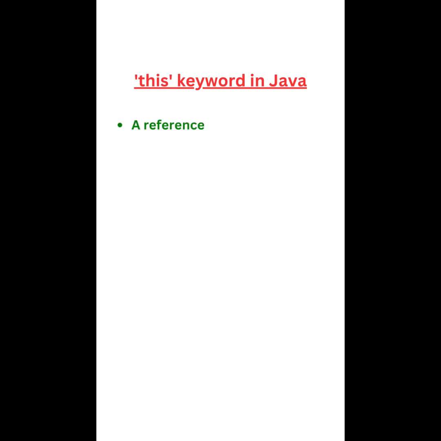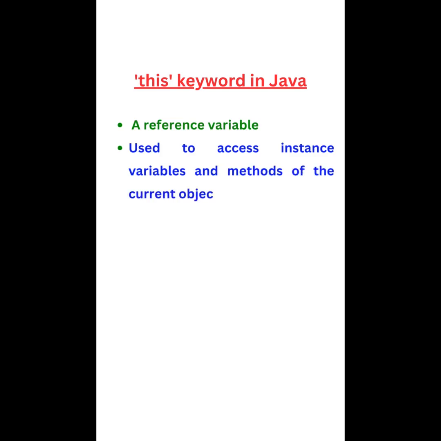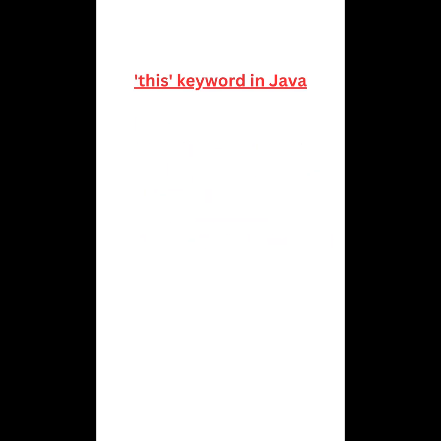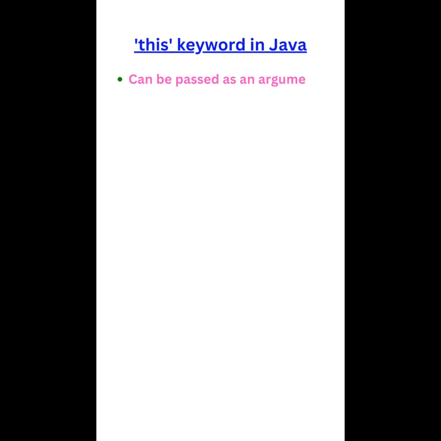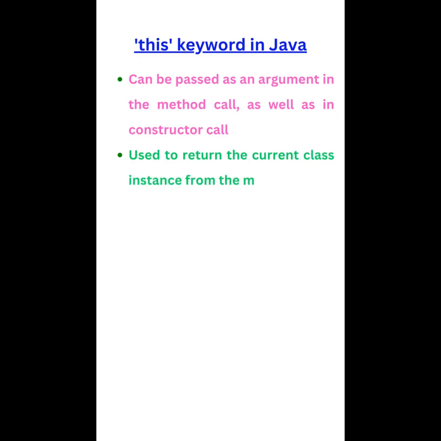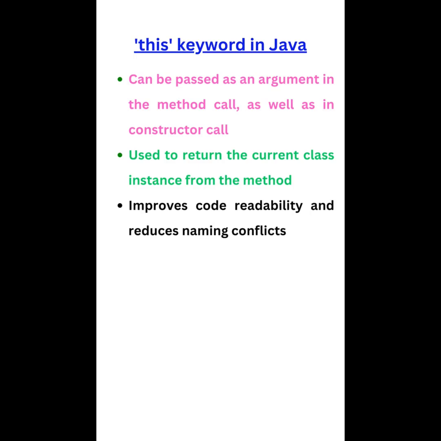This keyword in Java. This keyword is a reference variable. Basically, it is used to access instance variables and methods of the current object. Also, it is used to invoke current class constructor, methods and fields. This keyword can be passed as an argument in the method call, as well as in constructor call. Used to return the current class instance from the method. Usage of this keyword improves code readability and reduces naming conflicts.